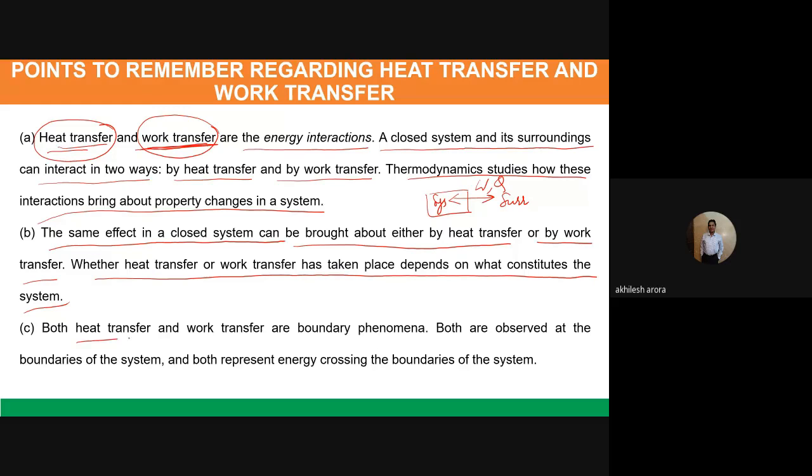Both heat and work are boundary phenomena. Both are observed at the boundaries of the system, and both represent energy crossing the boundary of the system. So this is the boundary here. Work transfer and heat transfer will be observed only when crossing the system boundary.